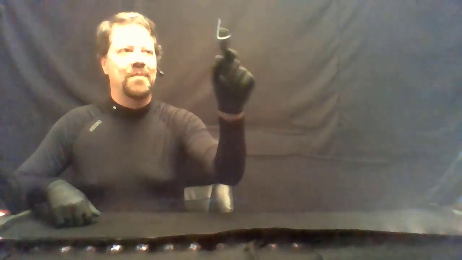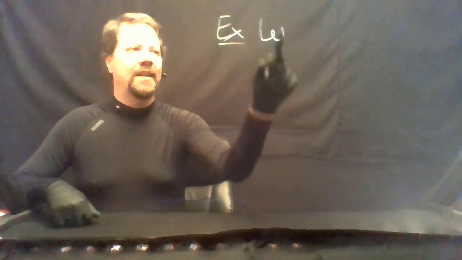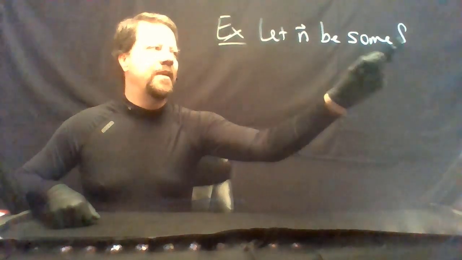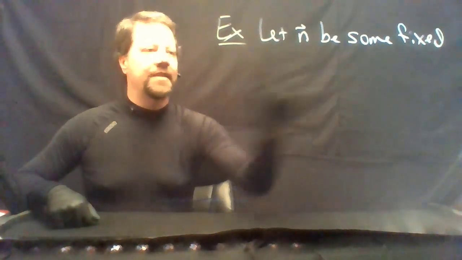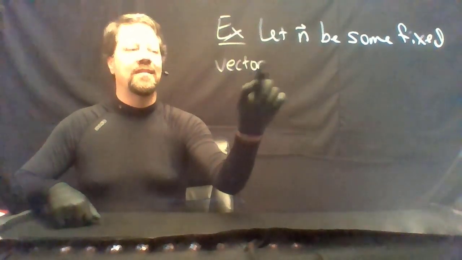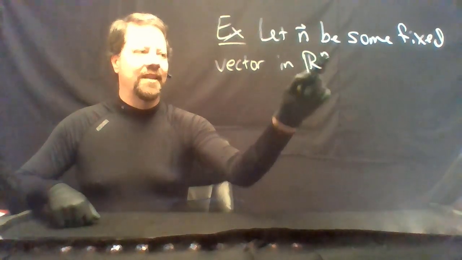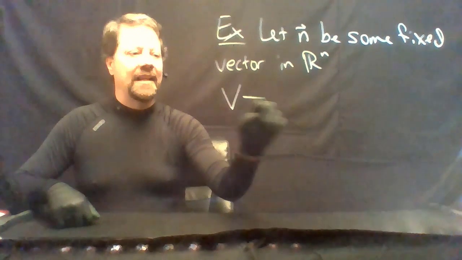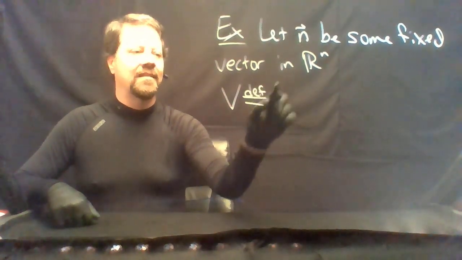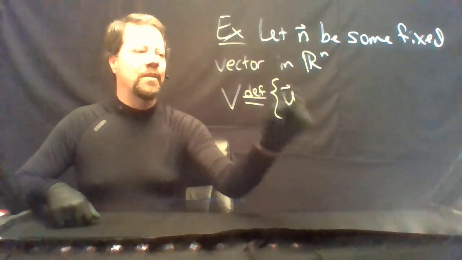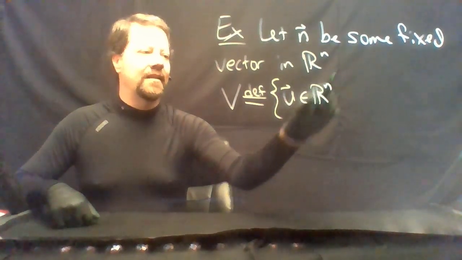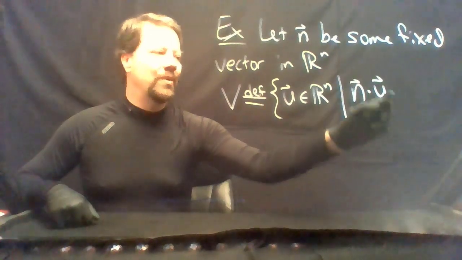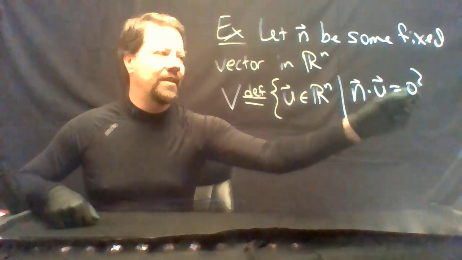In our next example, we're going to let n be some fixed vector in Rn. And we're going to define V to be the set of all u in Rn such that n dot u is equal to 0.